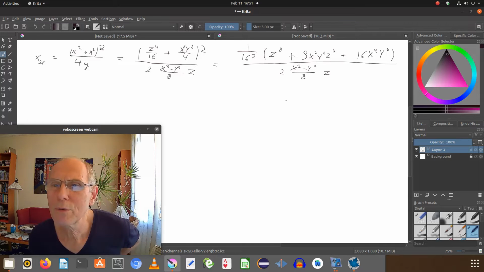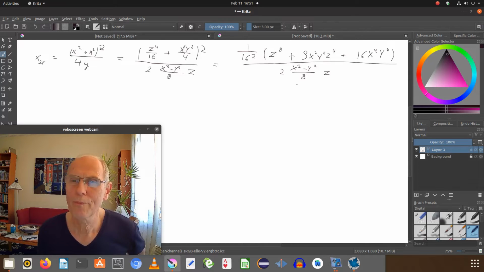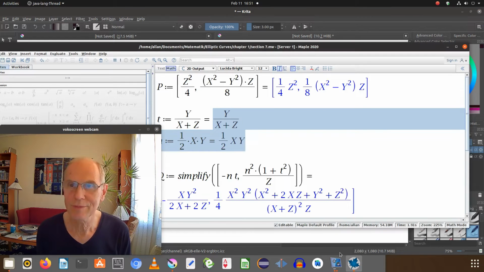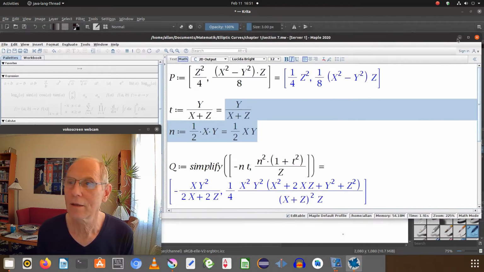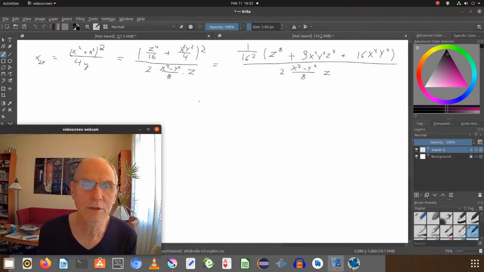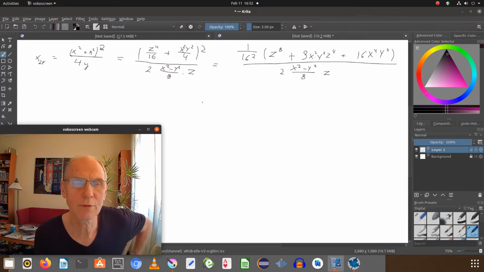So what can we do here? Well, we should look at what we need to reduce it to. We need to reduce it to x, y squared. That's quite a reduction. That's really a reduction.